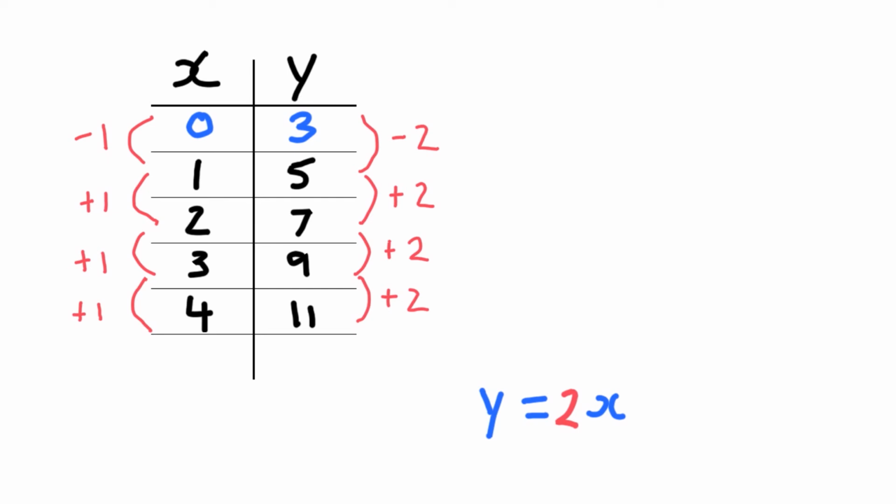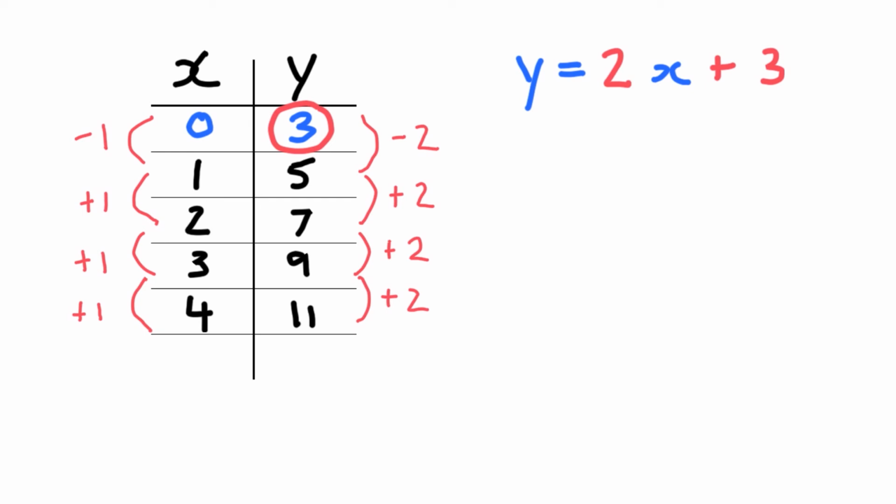Now, why is this important? Well, the y value when x is equal to 0, so in this case 3, gives us our constant. This is a positive 3, so in my equation, after y is equal to 2x, I'm going to write positive 3. Now let's see if this equation actually works. What I have to do is take my x values, plug them in, and see if I get the corresponding y value. So if I were to plug in x is equal to 1, my y value should equal 5.